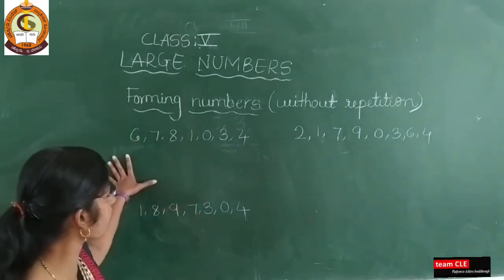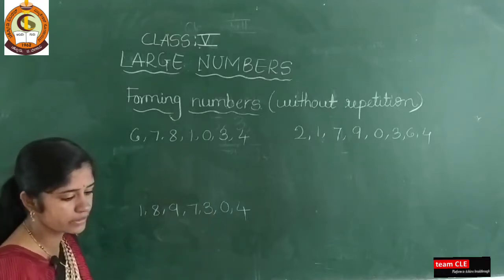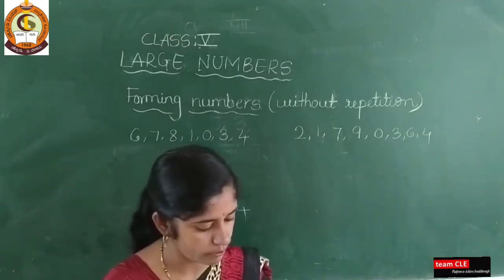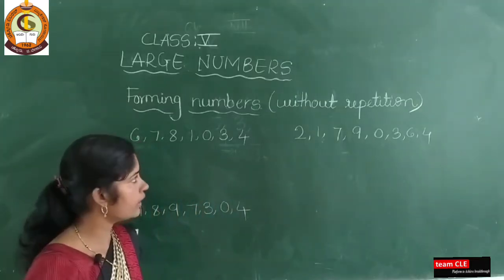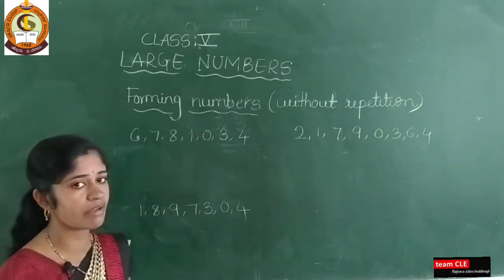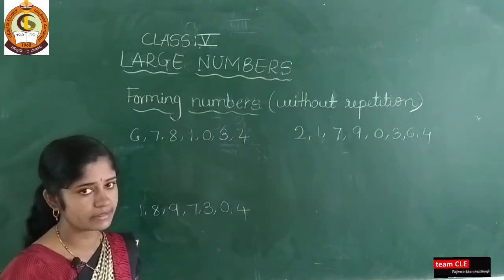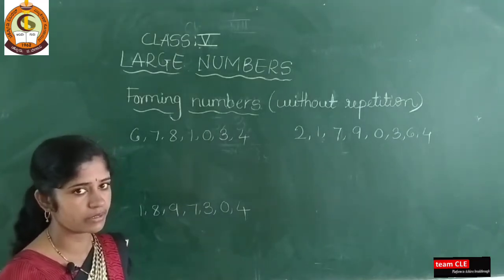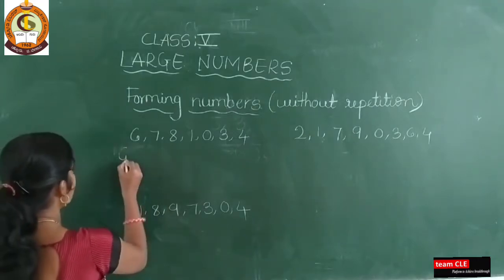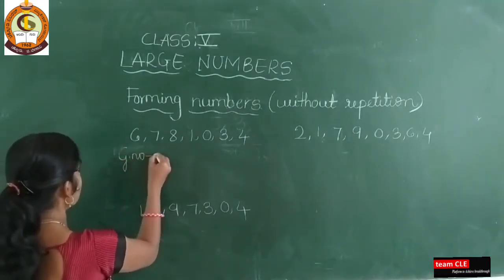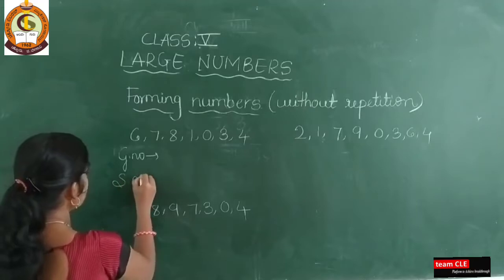Here I took some examples from your My Practice Time 4, page number 85. Here I am going to form 7 and 8 digit greatest number and smallest number. Then how to form the greatest and smallest number? So first I will take the greatest number, next the smallest number.